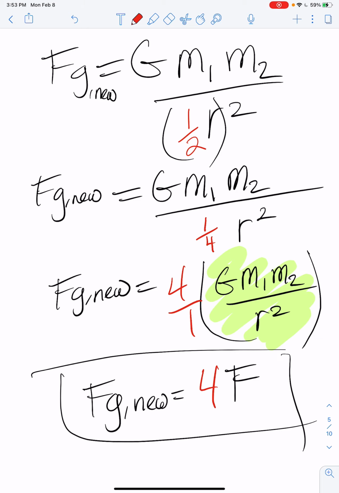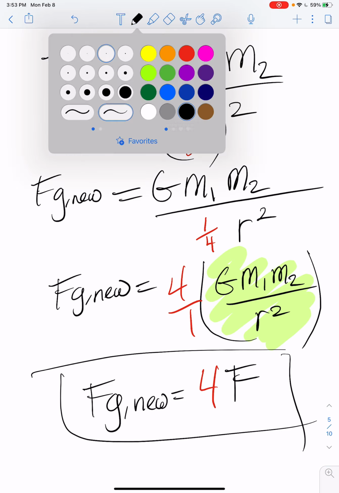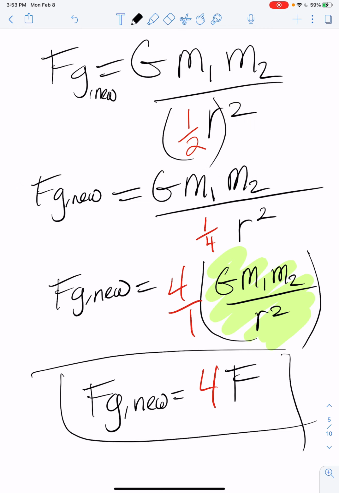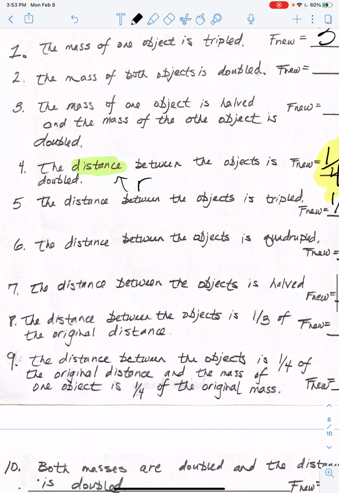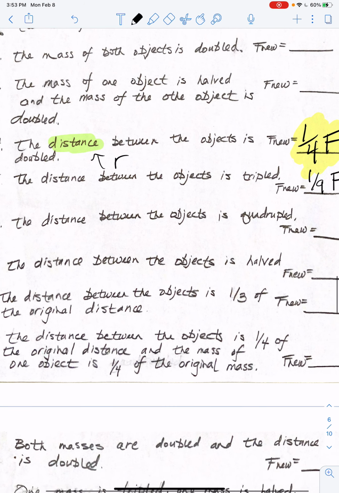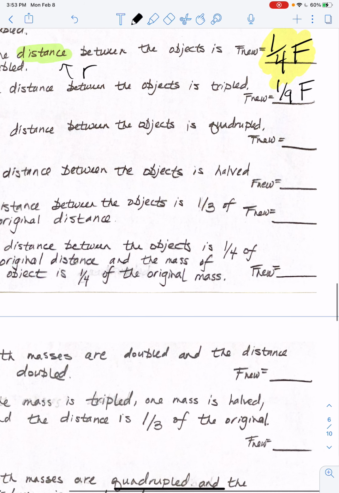When we halve the distance, the force has to get stronger, but it doesn't get twice as strong. It gets 4 times as strong because of the squaring effect. All right, so we're going to say that was for number 7.